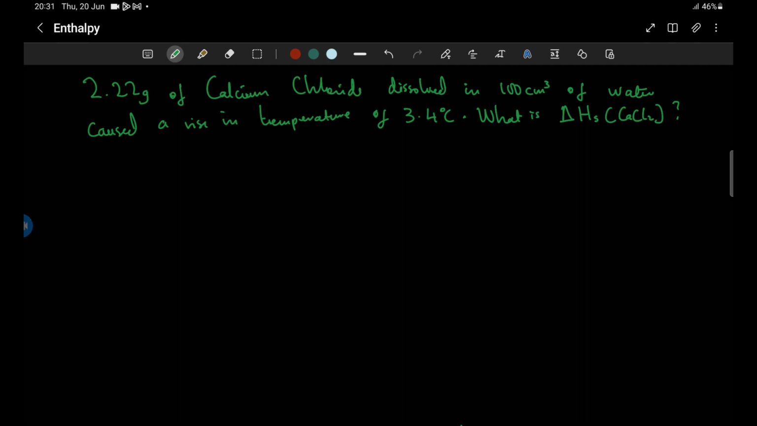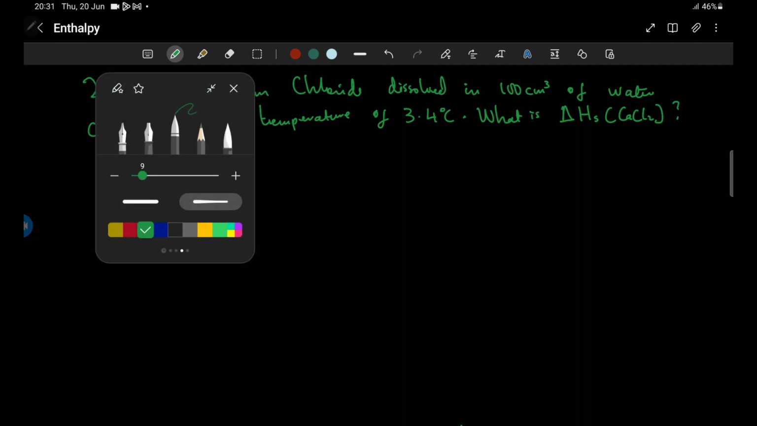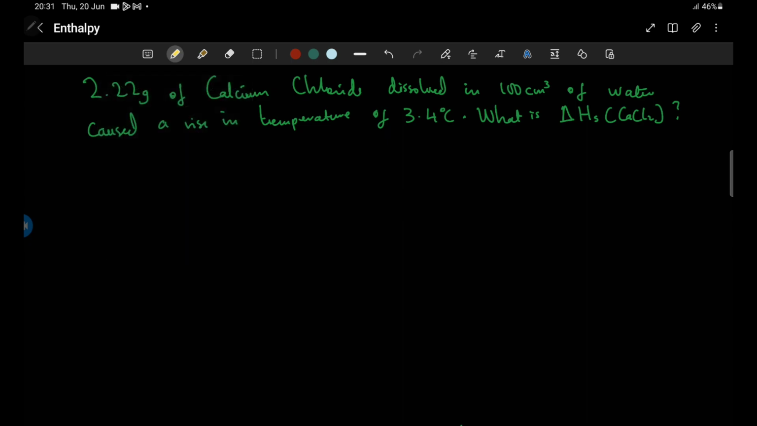We have a question here on the heat of solution. Now, what does the question say? 2.22 grams of calcium chloride dissolved in 100 centimeters cube of water caused a rise in temperature of 3.4 degrees Celsius. What is the heat of solution of calcium chloride?